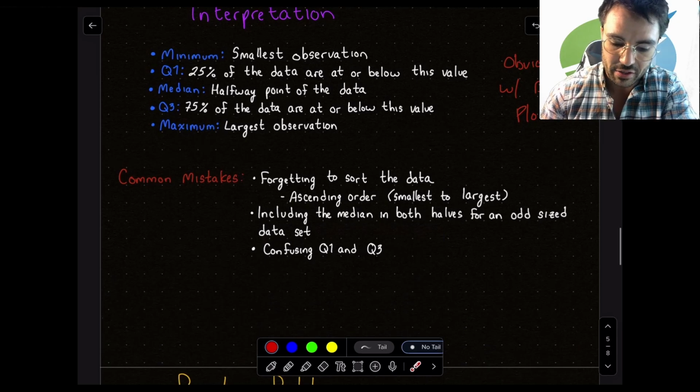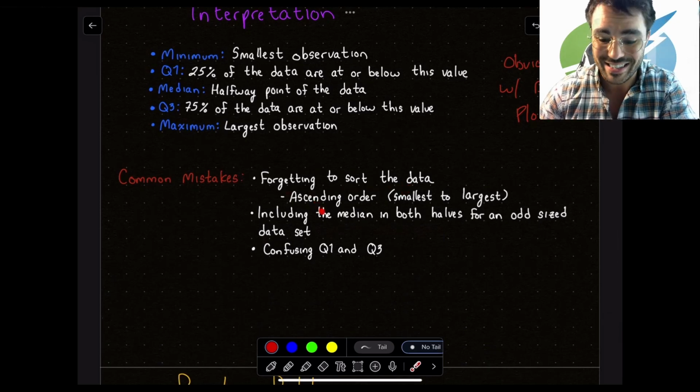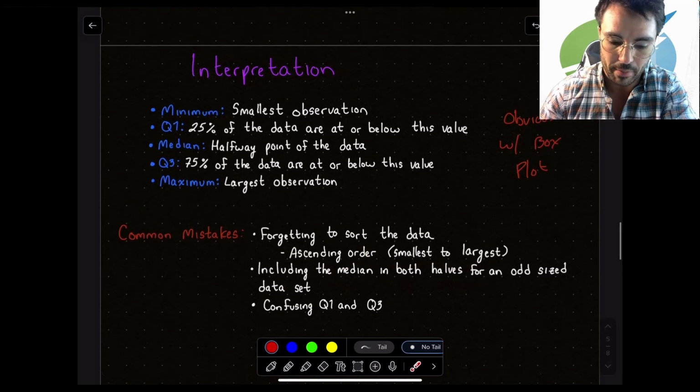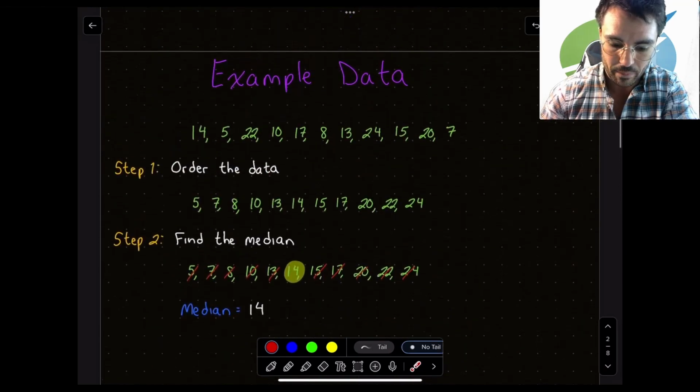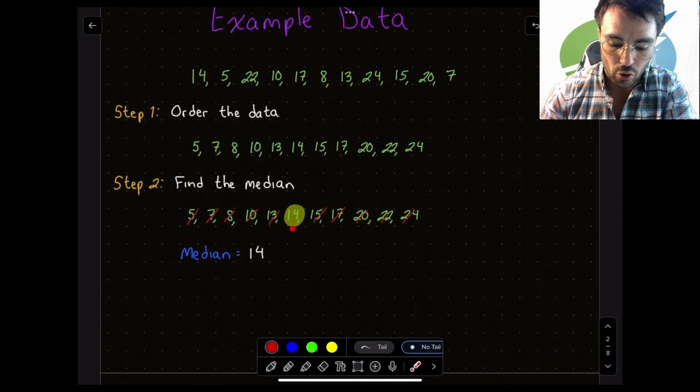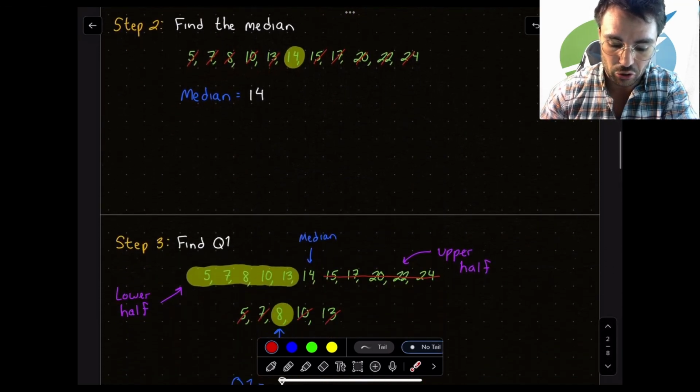Some common mistakes: forgetting to sort the data, particularly in ascending order from smallest to largest. We always want to do that. Including the median in both halves of an odd sized data set. So what does that mean? So let's look at our data set here. When we look for quartile 1, you notice we excluded the median.